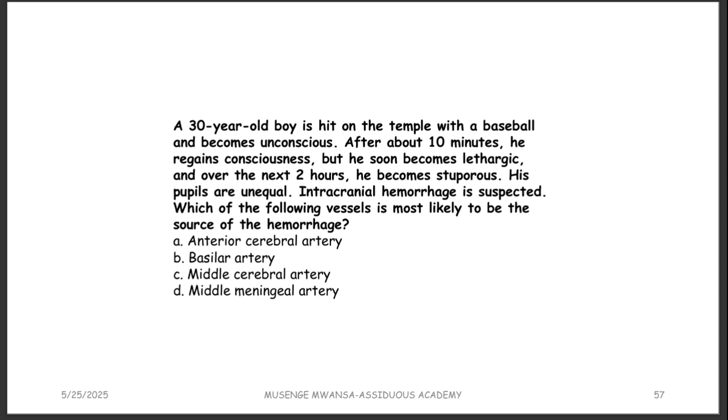Okay, very good. If someone is hit, remember where they've been hit. They have been hit on the temple. It is on the temporal bone that you find what we call the pterion, where the four bones meet, and that area is a weak area because inside there is the middle meningeal artery. So if you hit that area, there's going to be a subdural hemorrhage. With that hemorrhage, you can become unconscious, regain consciousness, and become stuporous.